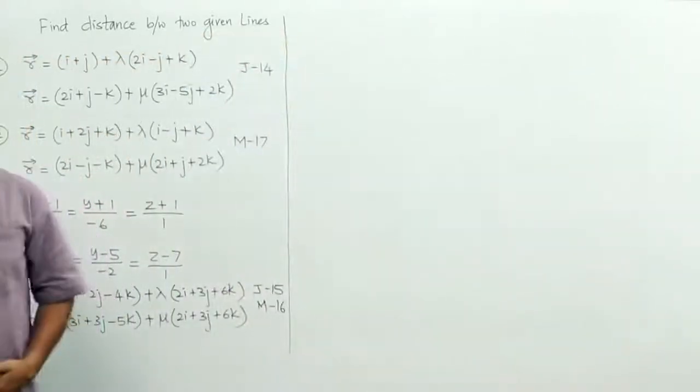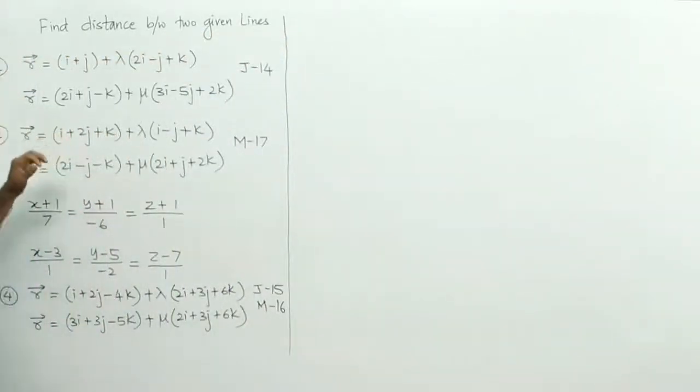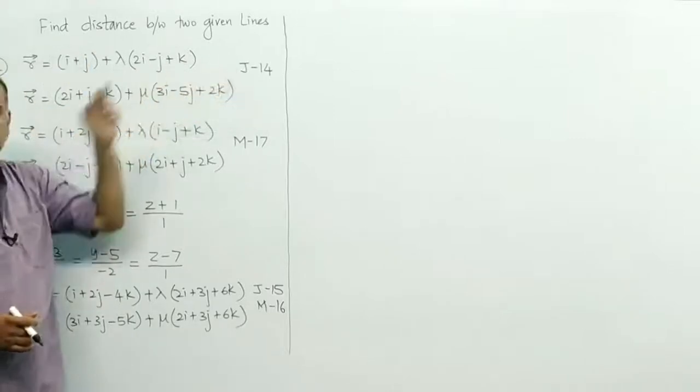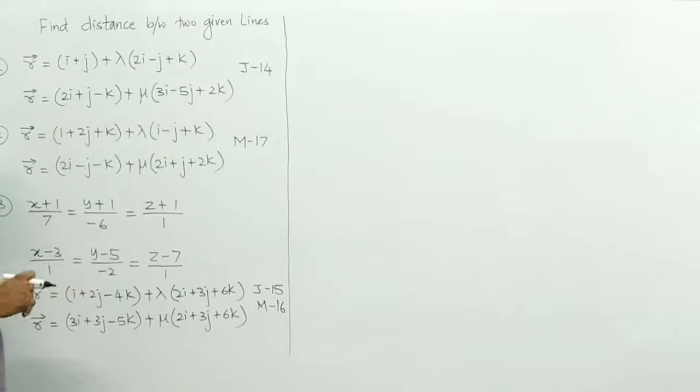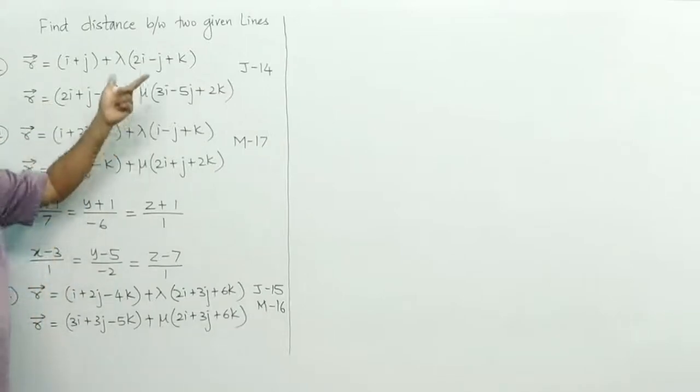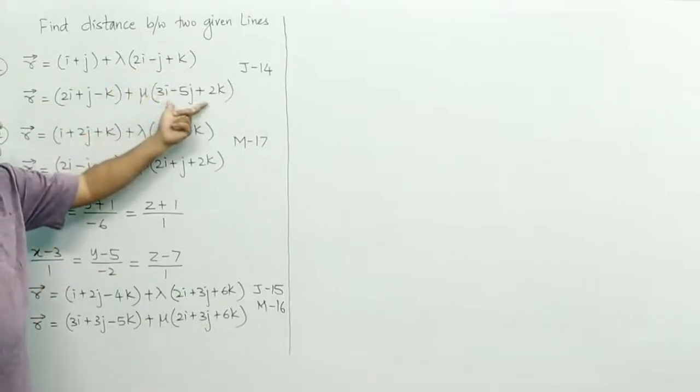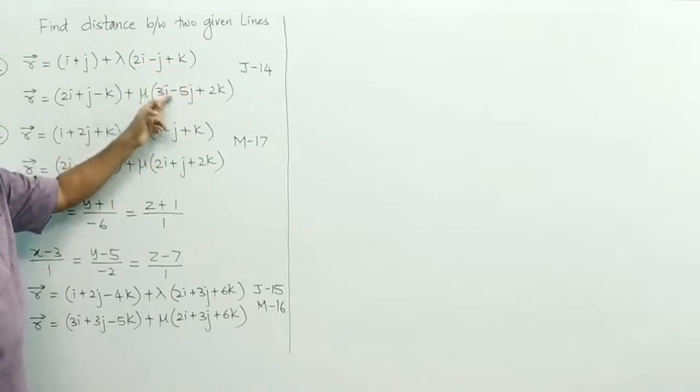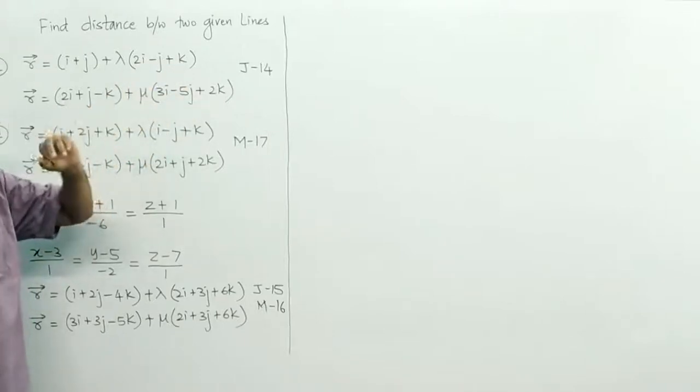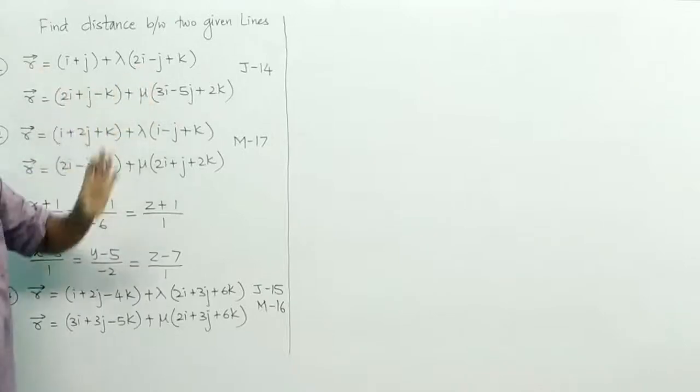So now we'll solve problems. If I take the first one, this appeared in July 2014 for 3 marks. Before solving, you check these two terms, that is vector b. If both are the same, then they are parallel lines, else they are skew lines.